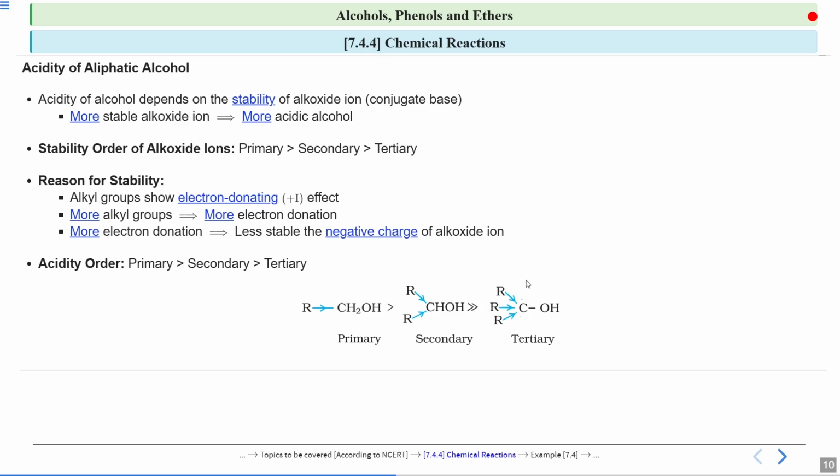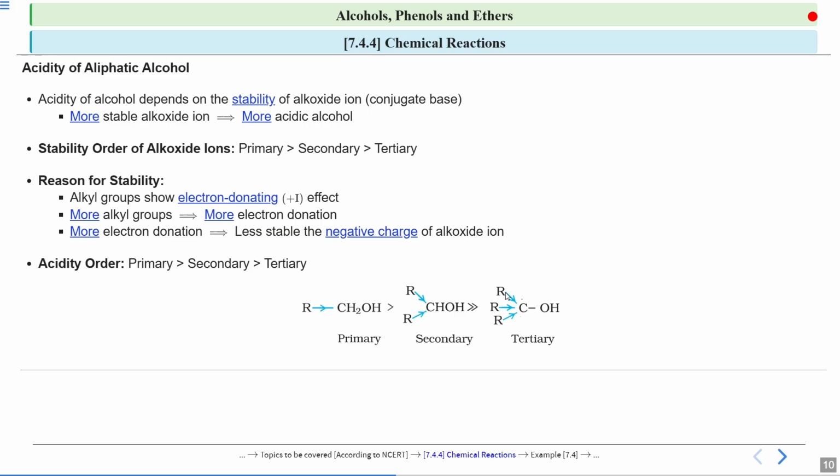Okay, because in tertiary there are more alkyl groups, these alkyl groups will increase more electron density on this oxygen. So this oxygen and hydrogen bond will be kept intact. And in primary there is only one alkyl group, so this one alkyl group is not able to fulfill this oxygen requirement that much as compared to the tertiary one. So that is why it will withdraw some electron density from this hydrogen. And here there are two alkyl groups and here there are three alkyl groups.